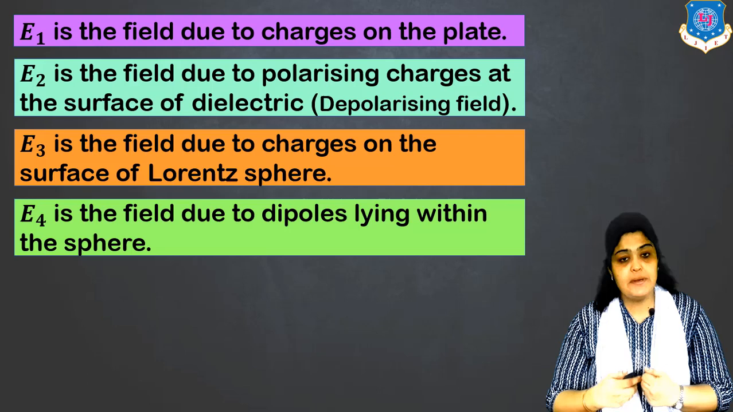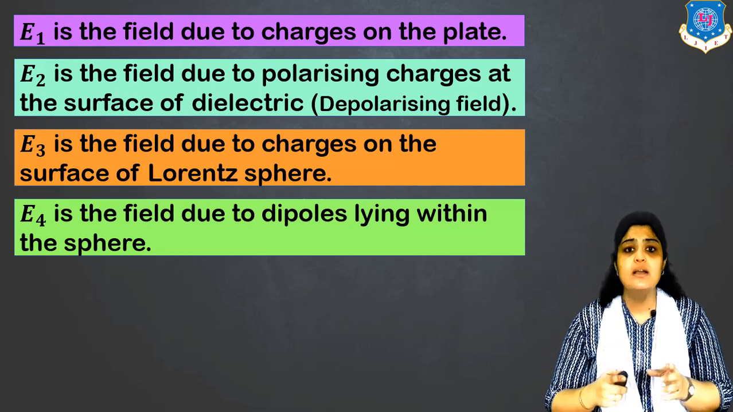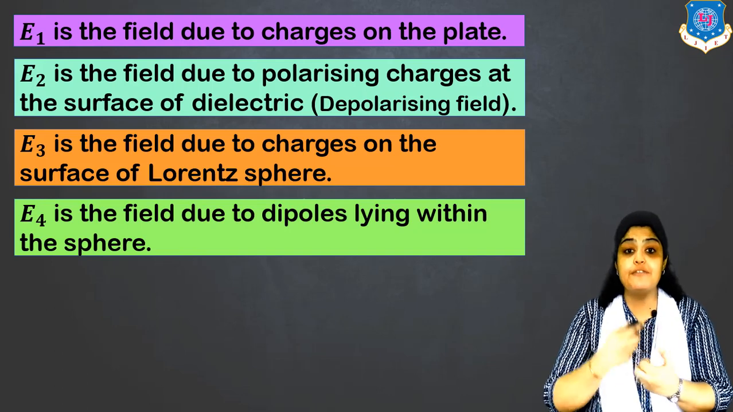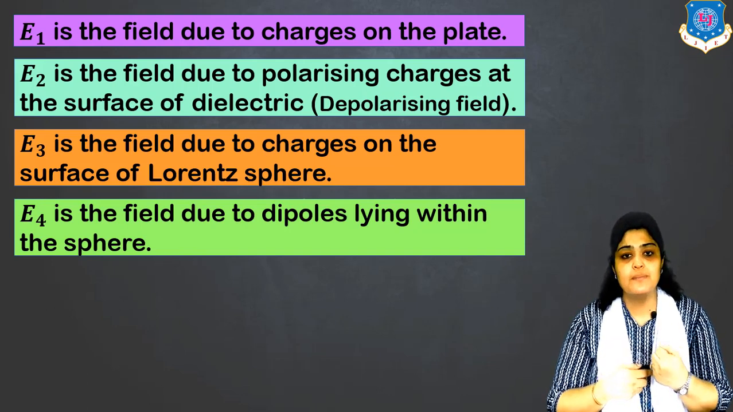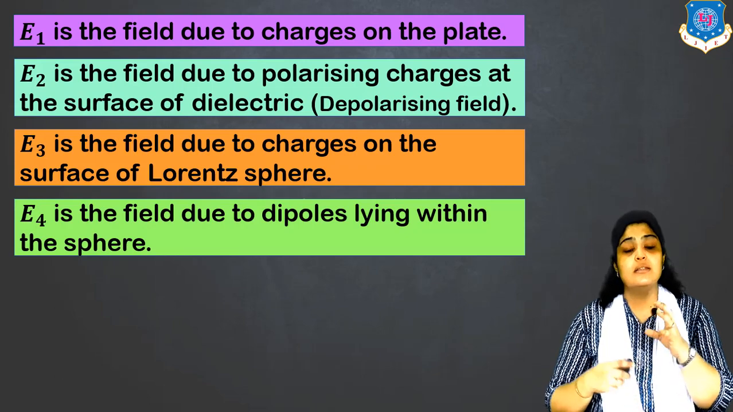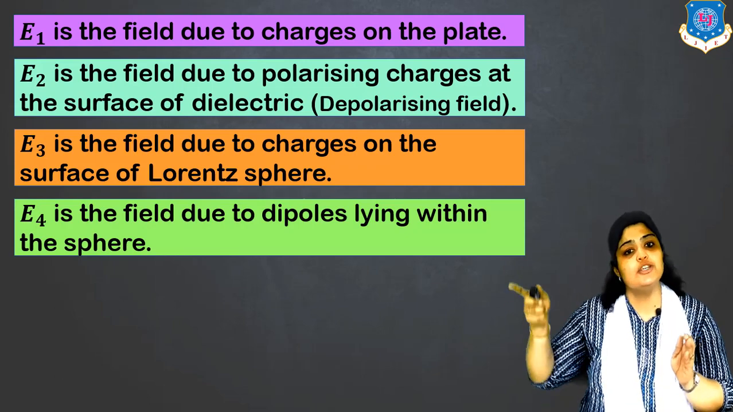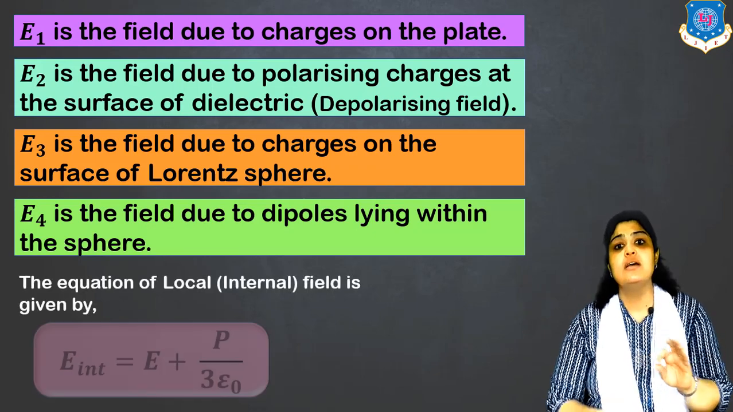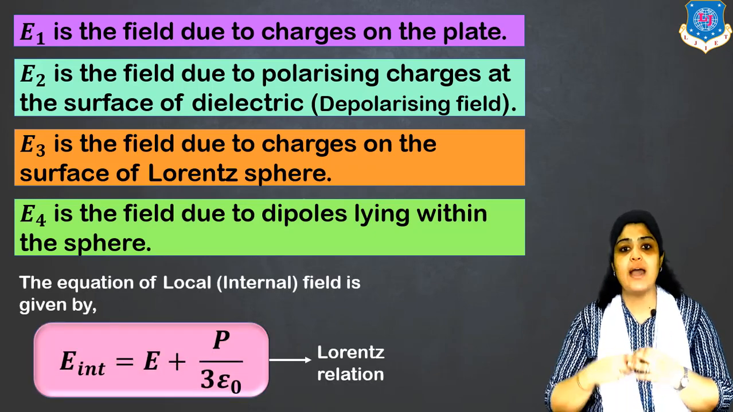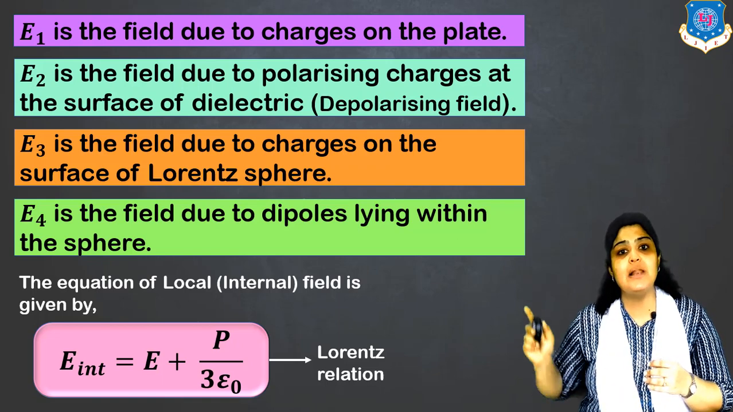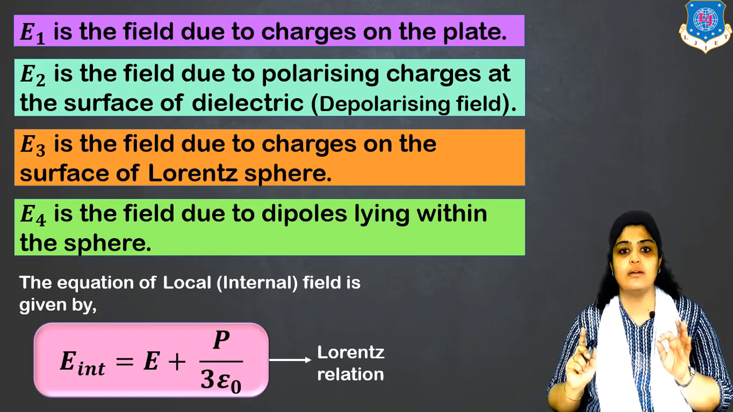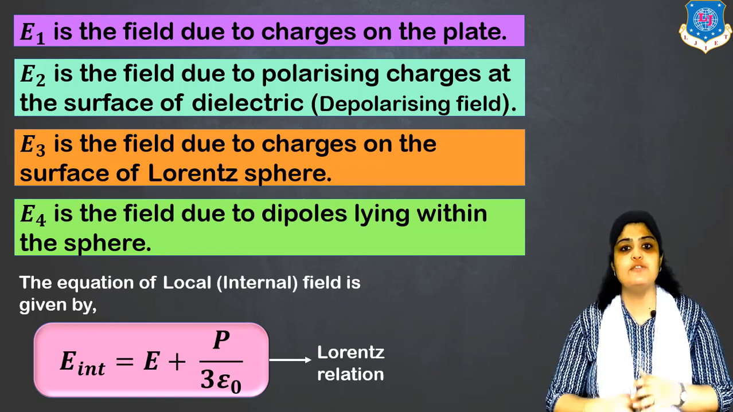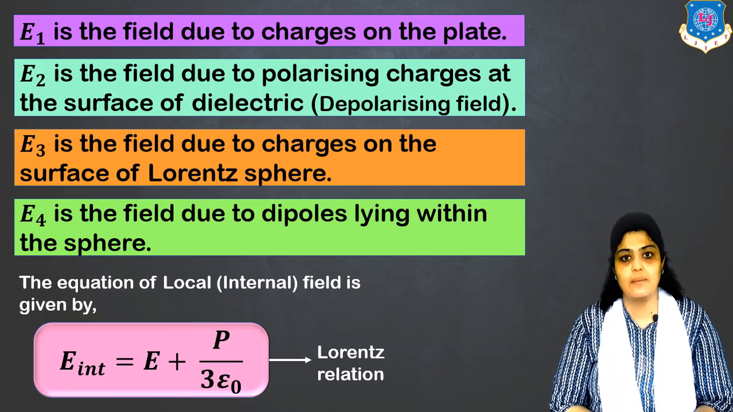Clear? For explanation purposes only one atom was considered, but there are many atoms in that particular spherical cavity also. So what is the effect due to the other dipoles? I can say that this internal field is the summation of all these E1, E2, E3 and E4, and the equation summarizing all of them is given by E internal equals E plus P upon 3 epsilon naught, where P is the polarization induced. This expression is the expression for the internal field of a dielectric.